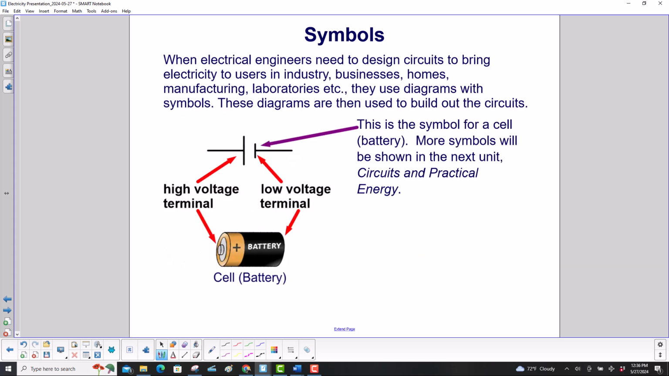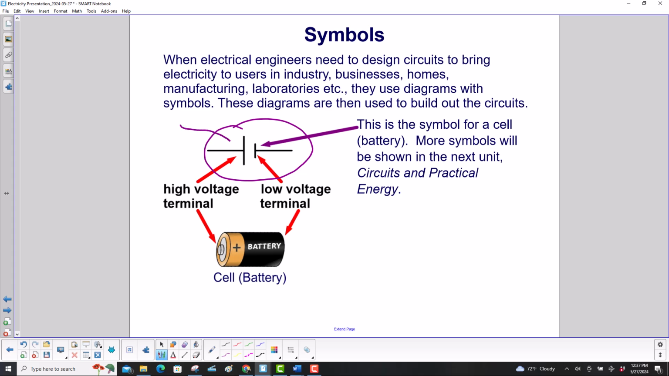When electrical engineers need to design circuits to bring electricity to users in industry, businesses, homes, manufacturing, laboratories, etc., they use diagrams with symbols. These diagrams are then used to build out the circuits. This is a symbol for a cell or battery. More symbols will be shown in the next unit, circuits and practical energy.